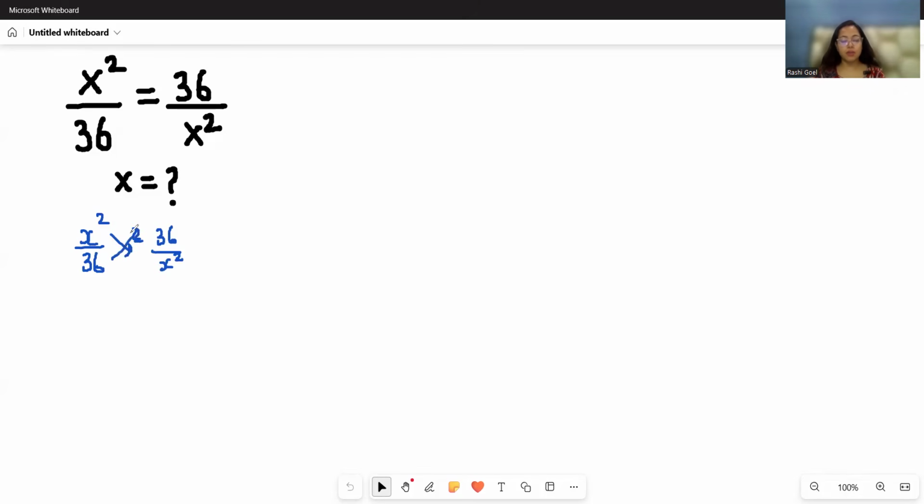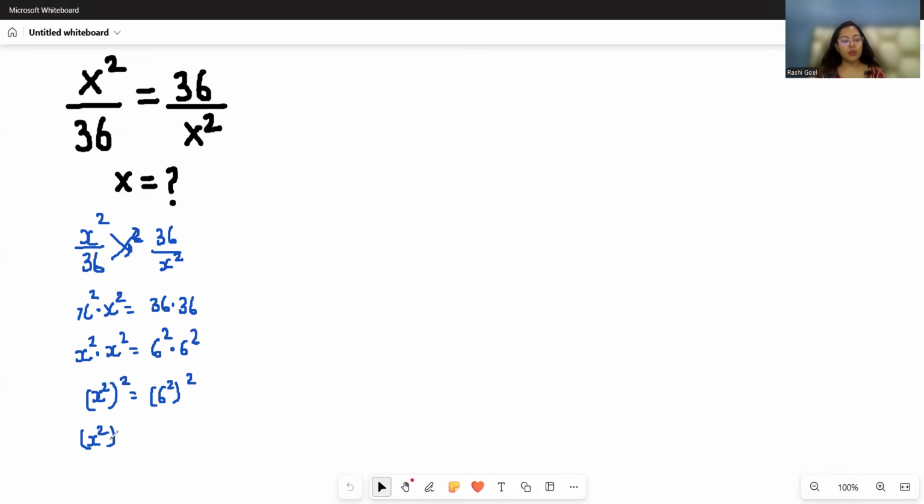So if I do cross multiplication, we can write this as x square times x square equal 36 times 36. Now x square times x square equals 36 times 36. I can write it as 6 square times 6 square. So I can write this as x square whole square equals 6 square whole square. So x square whole square minus 6 square whole square equals 0.